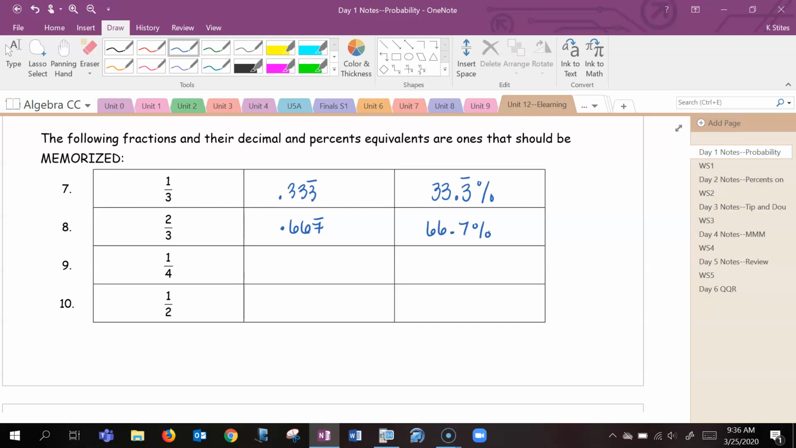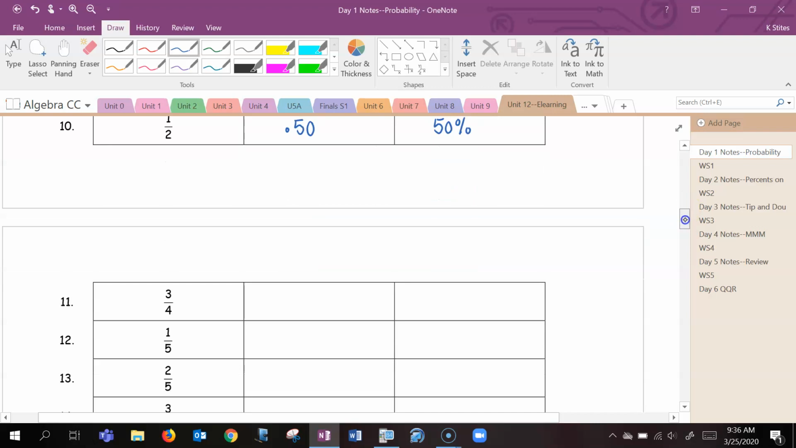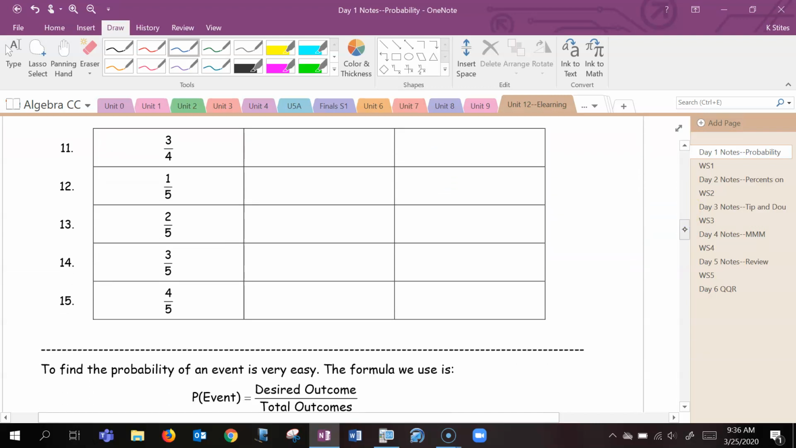1/4. Think about what a quarter is worth. That's 0.25, which is 25%. 1/2 is the same as 0.5 or 0.50, which is 50%. 3/4, that's 0.75, which is 75%.